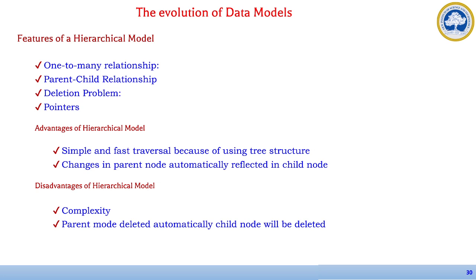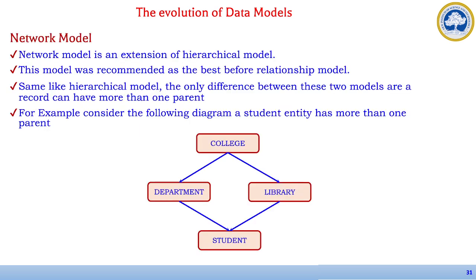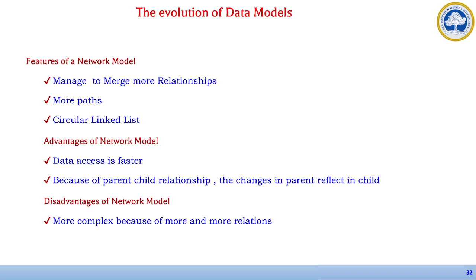Features of the hierarchical model: one-to-many relationship, parent-child relationship, deletion problem, and pointers. And network model. The network model is an extension of the hierarchical model. This model was recommended as the best before the relational model. Same as the hierarchical model: college, department, library, and student. Features of a network model: it can merge more relationships, more paths, circular linked list. Advantages of network model: data access is faster. Disadvantages: more and more complex relations.